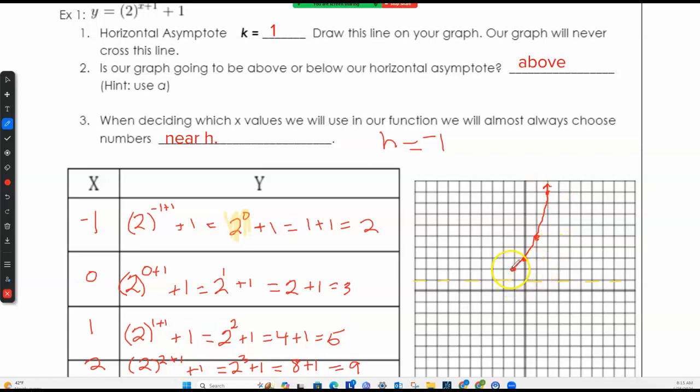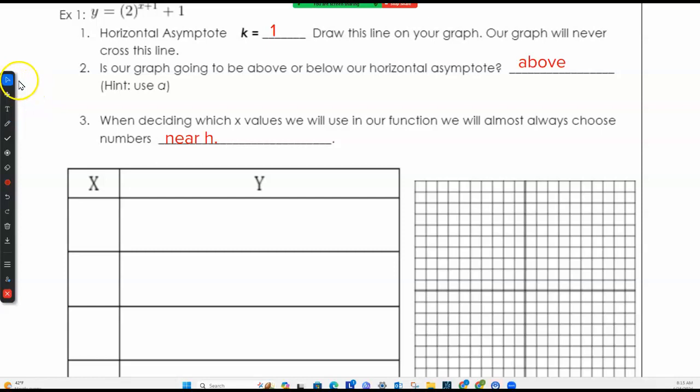And then on this side, the line will never cross that yellow line that we drew. It'll get as close as we can to it, but it should not cross. All right, graph number 1.